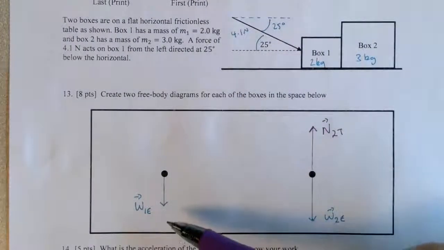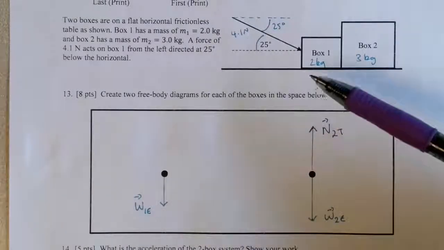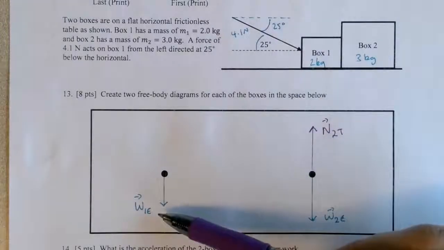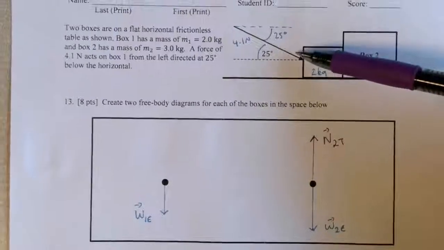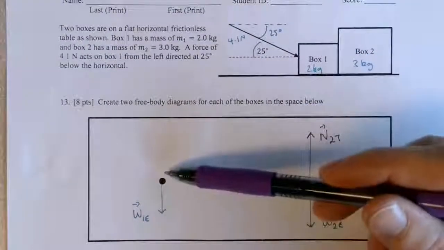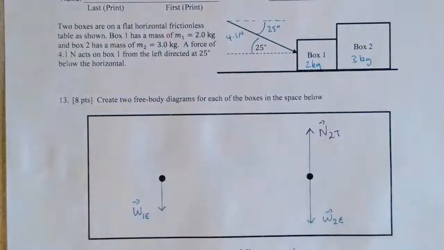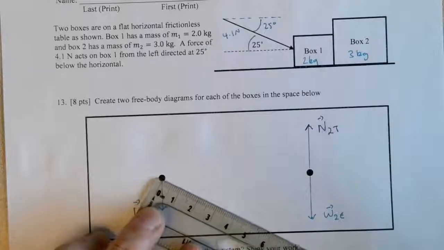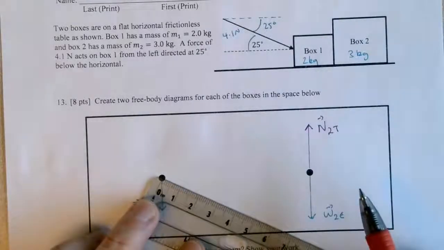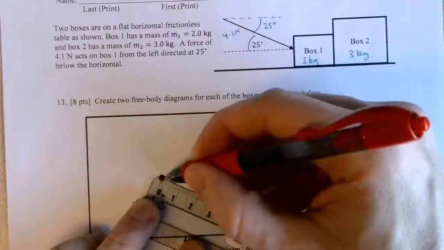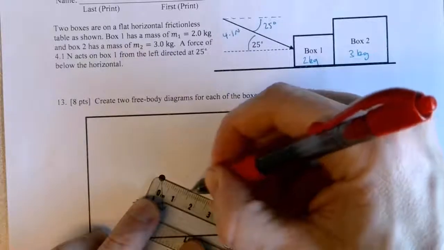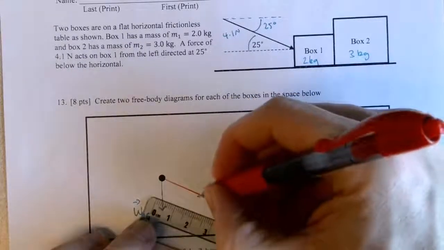Now for box 1, it has 2 downward forces: the downward weight force, and a component of this pushing force. So the normal force will not be equal in magnitude to the weight on box 1. So I'll draw in the pushing force. Again, it's not to scale here, but I'm just going to draw it a little bit larger just so it's clear that we can see it.